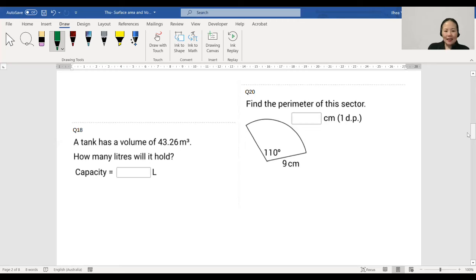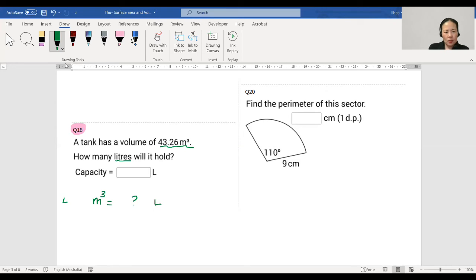Question 18. A tank has a volume of that. So can you see the cubic centimeters there? So that's the volume. Okay. How many liters? So it's a conversion question. So we have to be very careful about this one. I want you to really pay attention to conversion questions because they are very hard. We need to find cubic meter to liter.